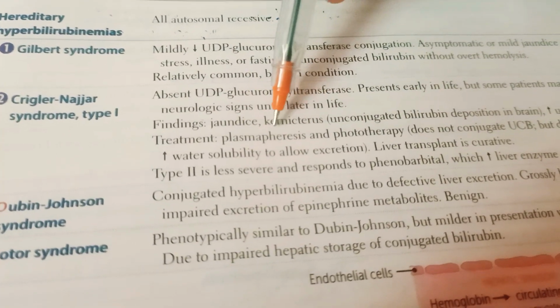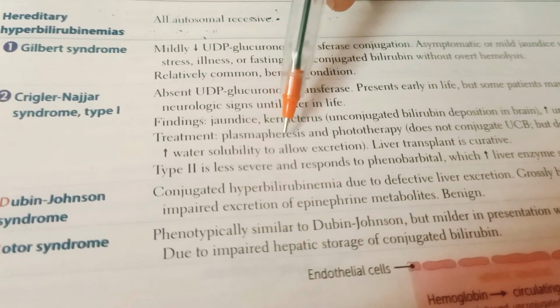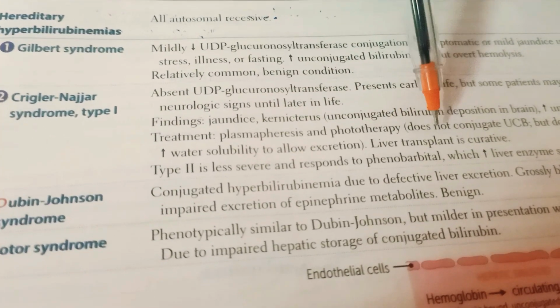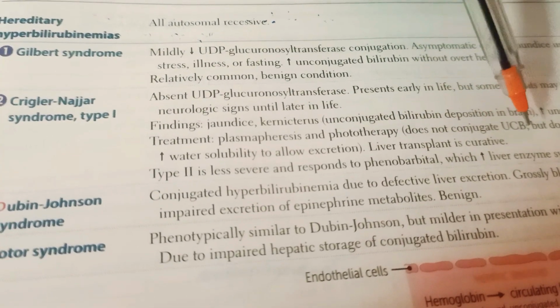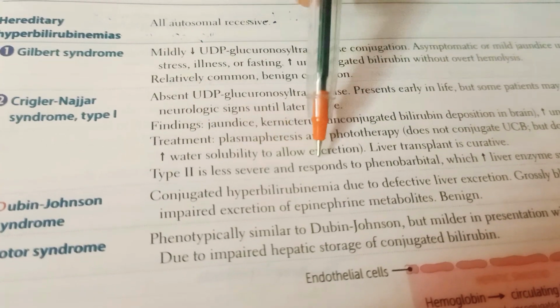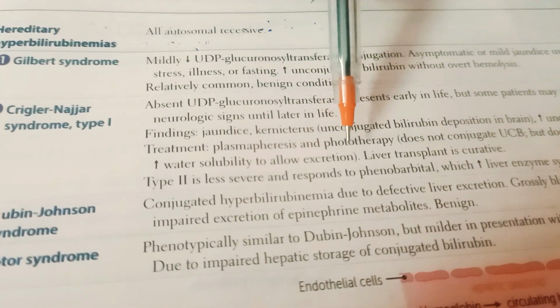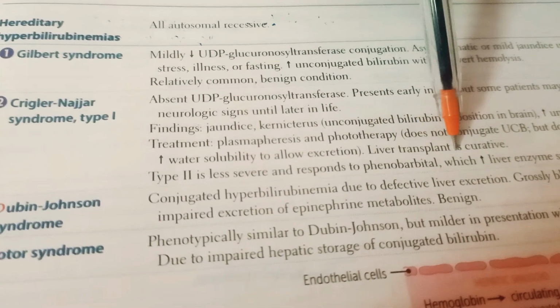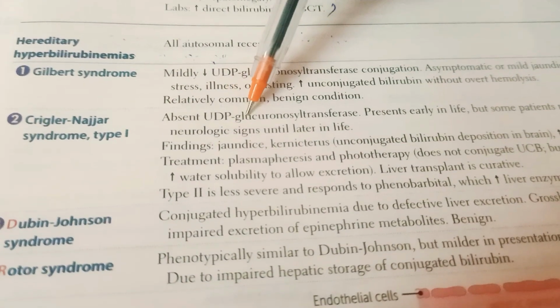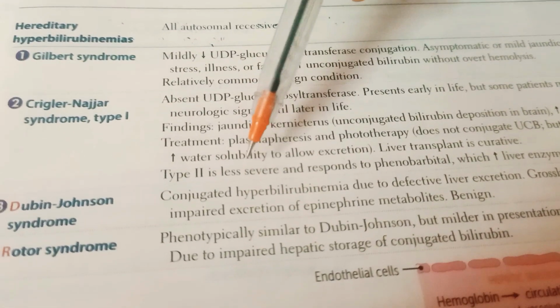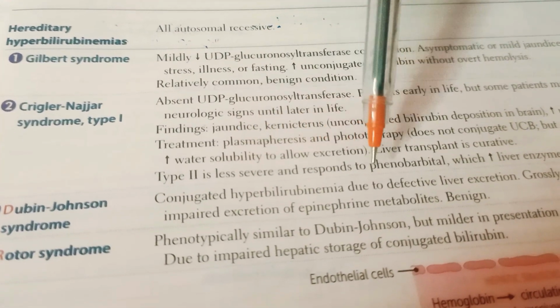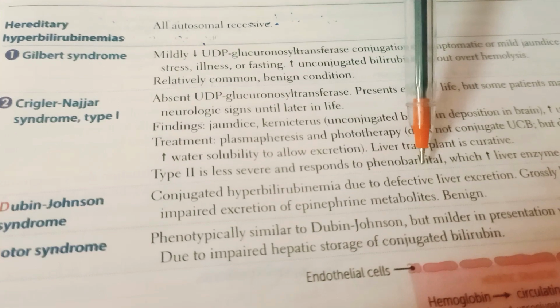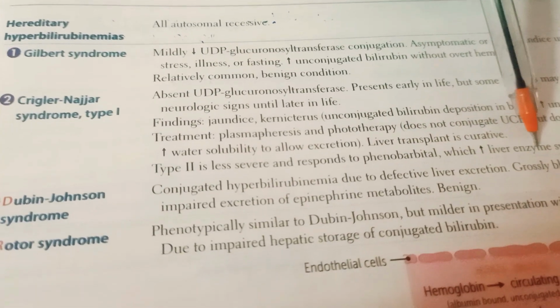That is kernicterus. If it goes into the brain, treatment is plasmapheresis and phototherapy, which does not conjugate bilirubin but does increase polarity and water solubility to allow excretion. Actually, we do phototherapy and plasmapheresis for that process. A liver transplant is curative because in this liver there is no UDP glucuronosyltransferase. Type 2 is less severe and responds to phenobarbital, which increases liver enzyme synthesis.